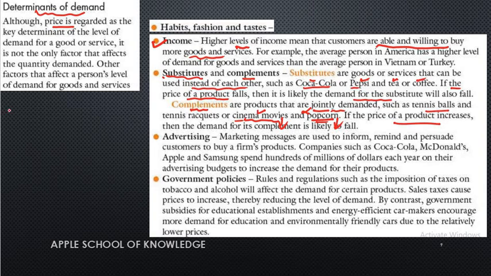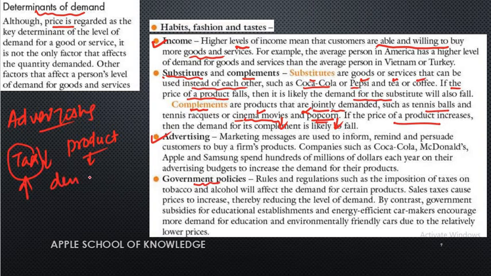Let's talk about advertising. So when we do more advertising, then definitely the product will be more in demand. And if you spend less on the advertising, then the demand will be lower, definitely. What about the government policies? Okay, if the government increases taxes, then the demand will be decreasing. If more taxes are applied on the product, then the price will go up and the demand will be down. And if the government gives a subsidy, the cost of production will decrease, and the price will be charged low. So when the government gives more subsidies, the price will be low, so the demand will be high.